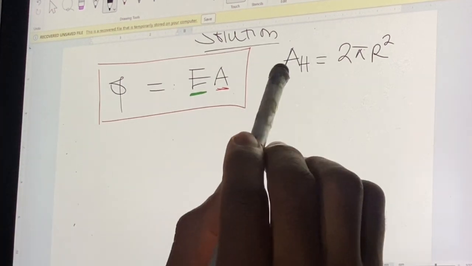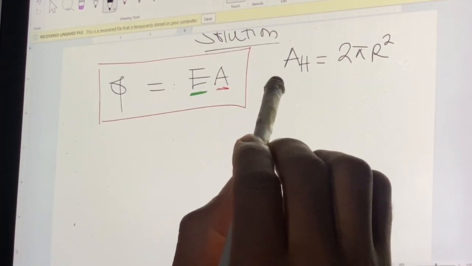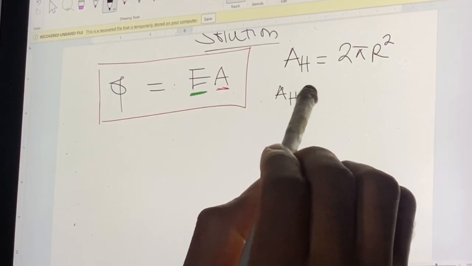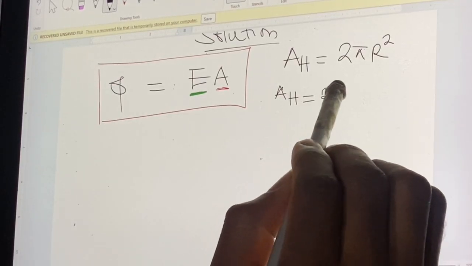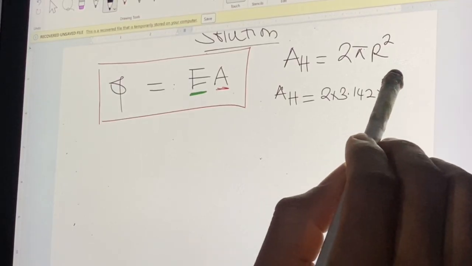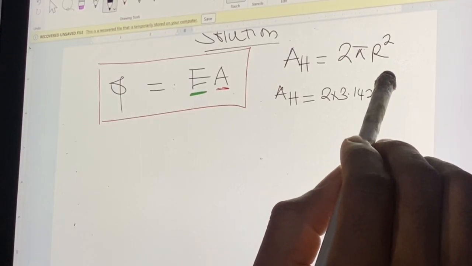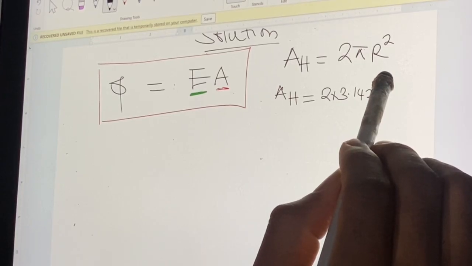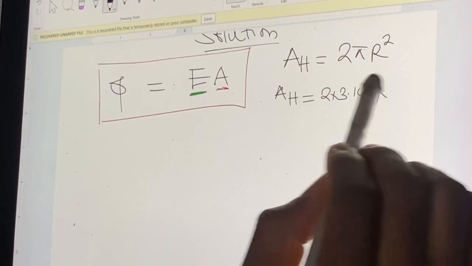Now let's calculate the area of this hemisphere first. So the area here, let's input. This is A, the area of hemisphere, 2 times 3.142 times the radius here. From the question, the radius is 5 cm. Convert to meter, that is divide by 100 to convert to meter.